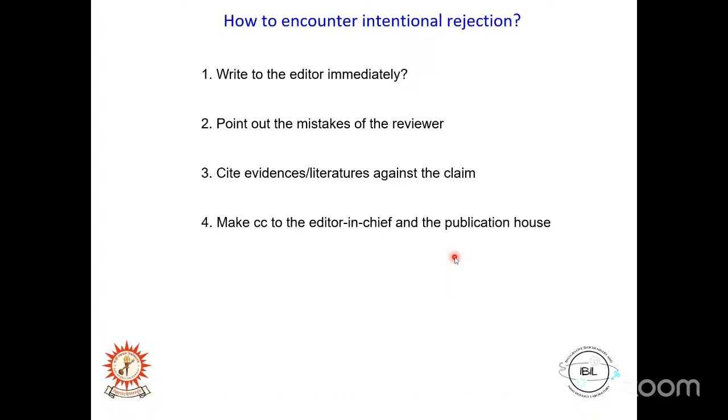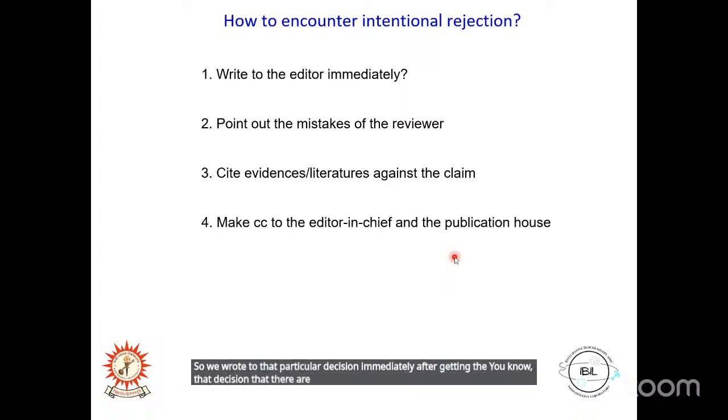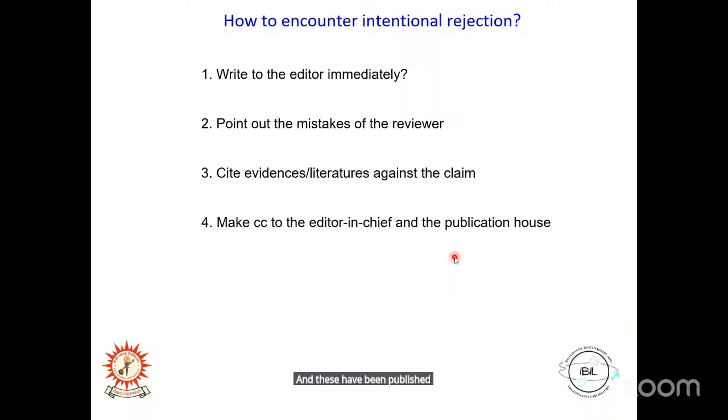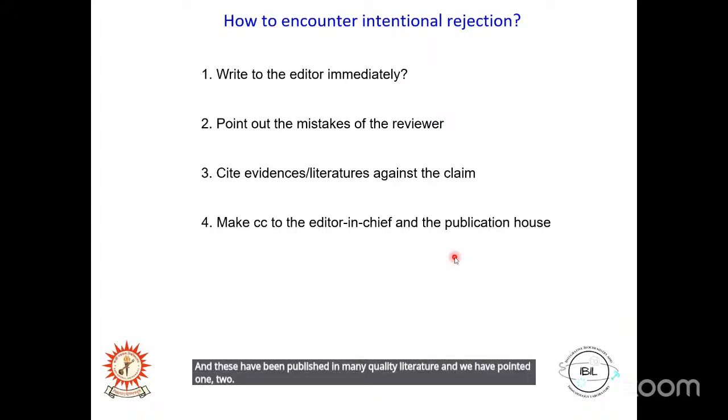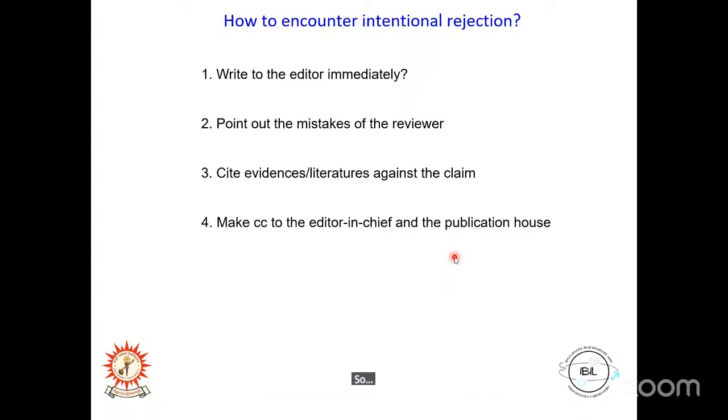So we wrote to that particular decision immediately after getting it, that this is not the first time we are doing this experiment. These have been published in many quality literature, and we pointed out 1, 2, 3, 4, 5, 6 citations. So if you are rejecting our work, definitely you have to write against these articles published by these groups. And you can see the result. In this way, you can counter intentional rejection.